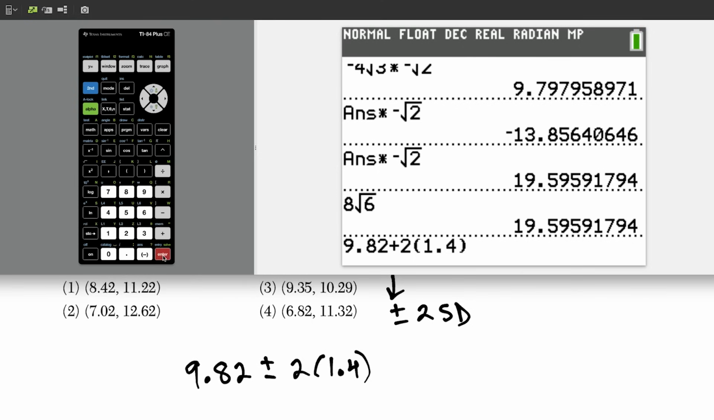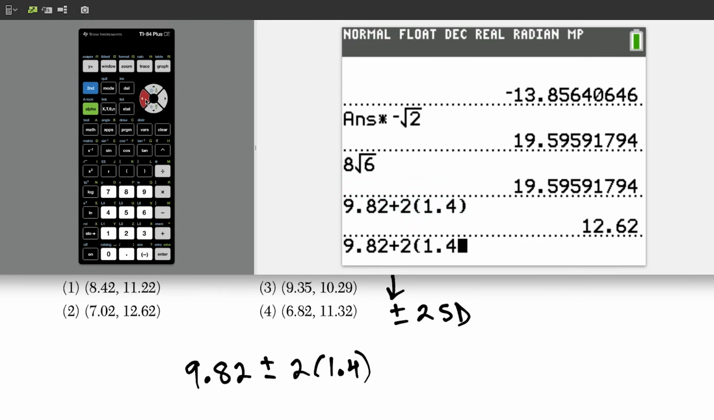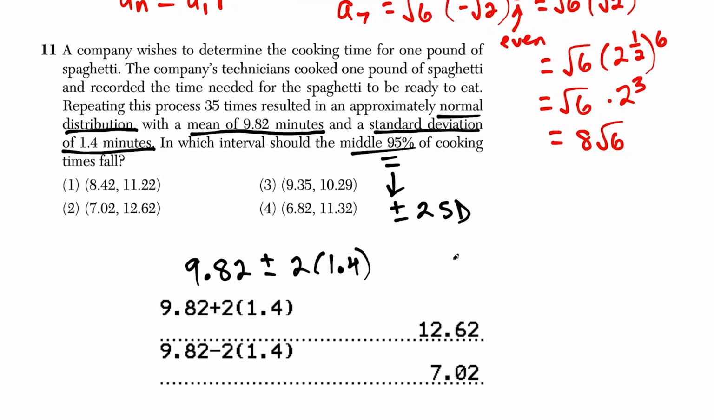So here's the upper end of our interval, and then I just go up to the plus sign and switch it to minus, and that'll give us the lower end of our interval. So our interval here on the lower end is 7.02, and on the upper end is 12.62. So scanning the answer choices, we could see that this matches up with choice 2.